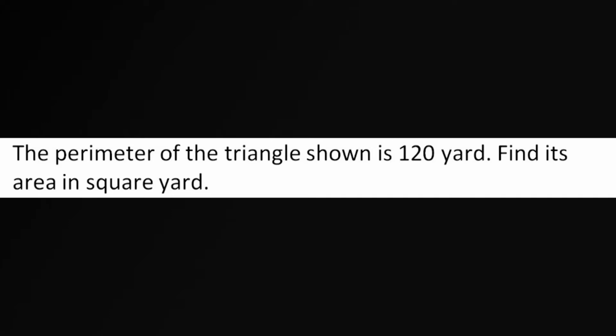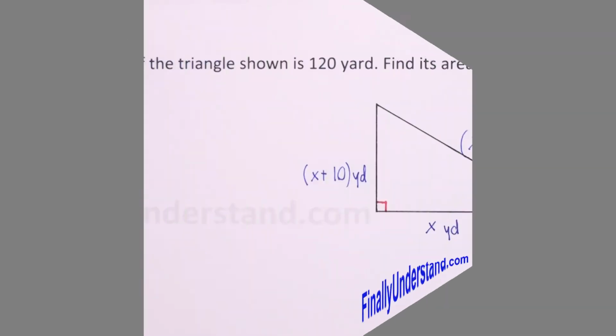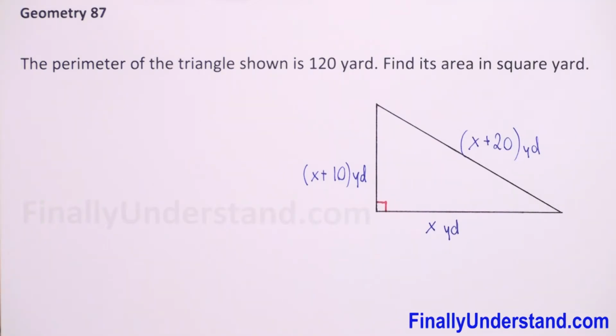The perimeter of the triangle shown is 120 yards. Find its area in square yards. So first we have to find the height and the base of our triangle.